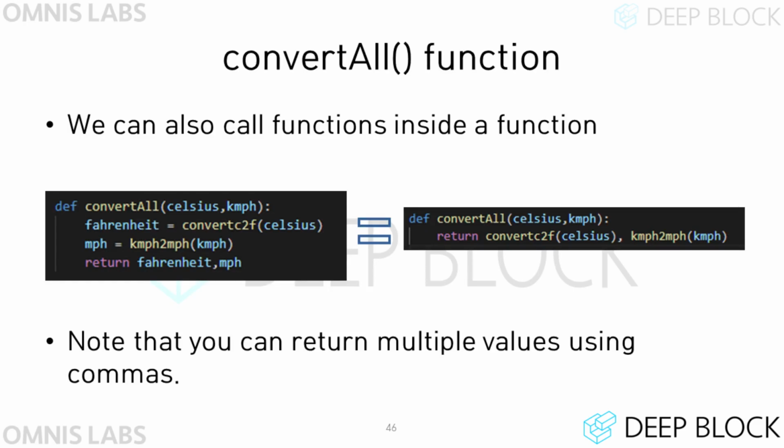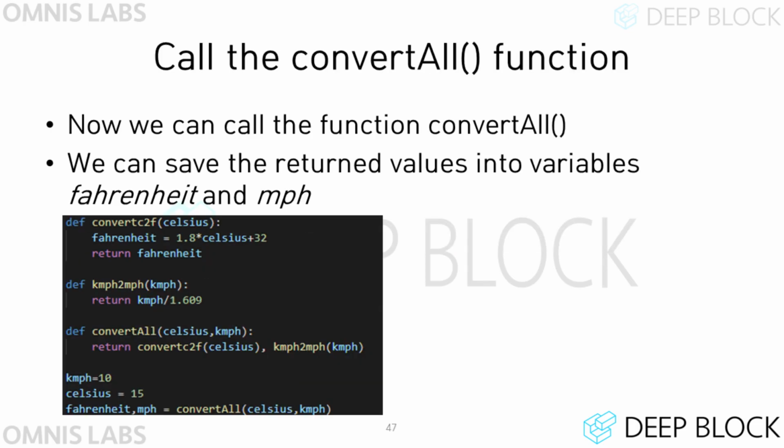For example, if the convert_c_to_f and kmph_to_mph functions are defined above the convert_all function, and then the two functions are called inside convert_all function, the convert_all function can return the value obtained by calling the two functions. The convert_all function can be called like this. Like in convert_all function, if you want to return more than one value from a function to the outside, you can use a comma.